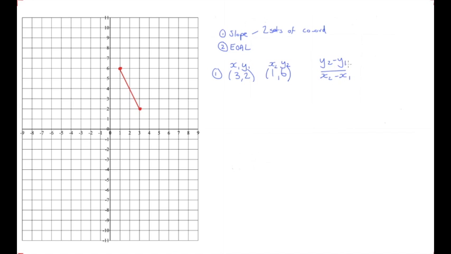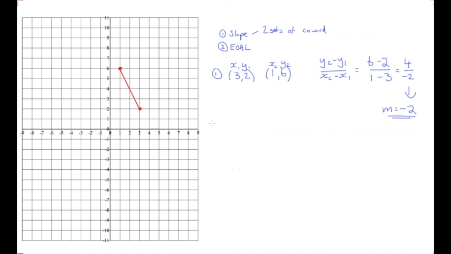I'm going to do both. If I was to fill out the formula, it would look like this. Y2 is 6 minus y1. Y1 is 2. And then x2 is 1 minus x1 is 3. So that would give you 4 over minus 2. And that is 4 divided by minus 2 is minus 2. So our slope is minus 2.